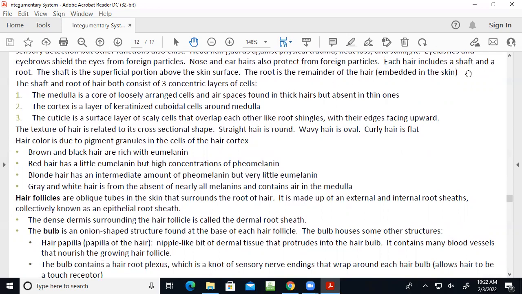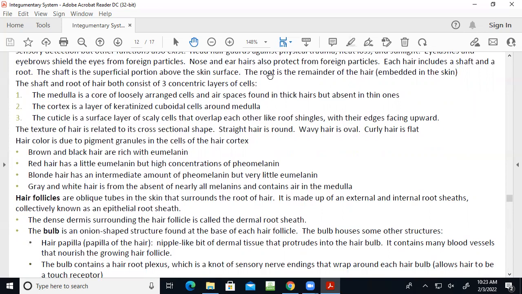Structurally, hair consists of two major regions, a shaft and a root. The shaft is a superficial portion that's above the skin surface. So that's the part of your hair that we can see. That's the part of your hair that you can get cut. If you keep your hair long, you keep the shaft of your hair long.